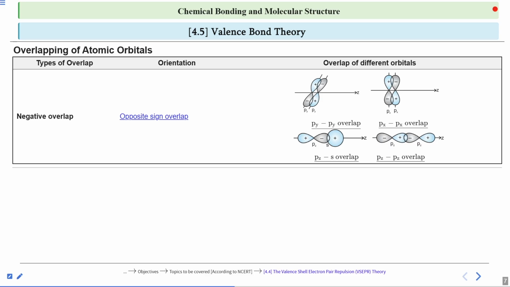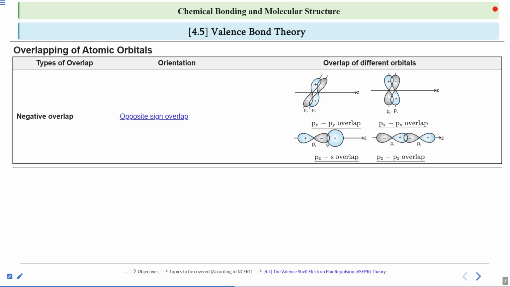Same thing is true for the PZS orbital. You can see it here that the negative part, or you can say the negative amplitude of the PZ wave function is combining with positive part of the S orbital. Similarly, your PZ is combining with the PZ. So this is the overall picture of the overlap that we are discussing. And it's very important to understand, right?